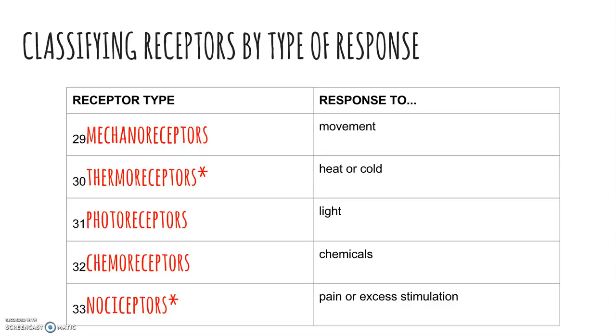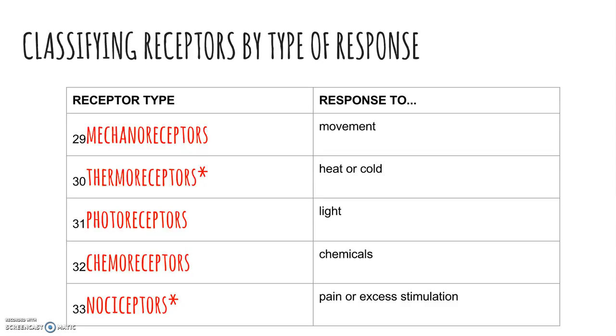This is your last chart that we need to fill in before we're done today. In response to movement, we classify that as mechanoreceptors, like mechanical. In response to heat or cold, we call those thermoreceptors. Notice the star. Response to light are photoreceptors. Those are in the eye. For chemicals, the response is a chemoreceptor. And in response to pain or excessive stimulation, those are called nociceptors.